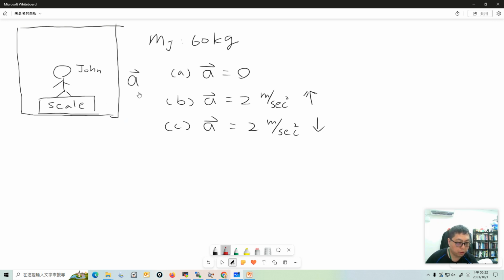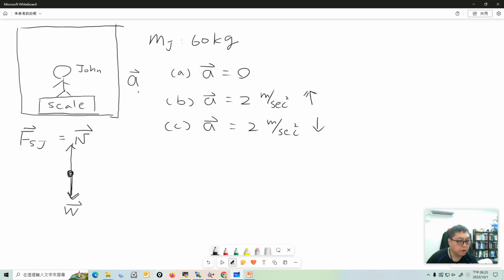For this problem, we focus on the person called John, and we treat John as a point. There's a force from Earth pulling John downward, which is his weight. Like I said, the weight is a force, right? At the same time, John feels a normal force from the scale. I give it a name: it's from scale to John.